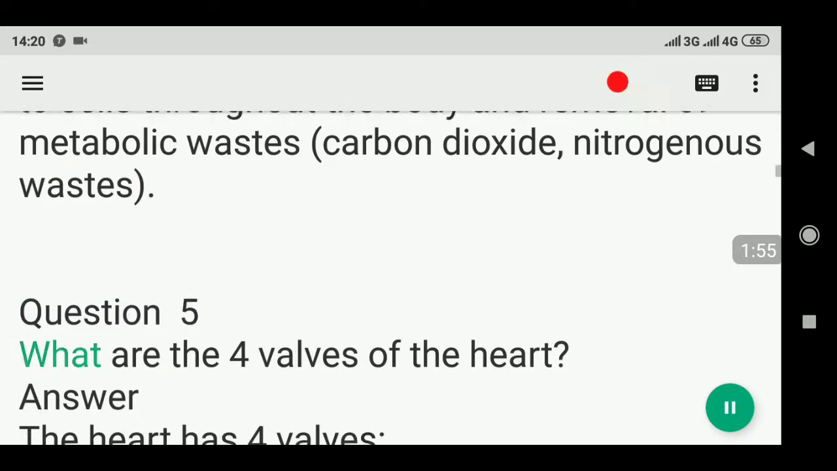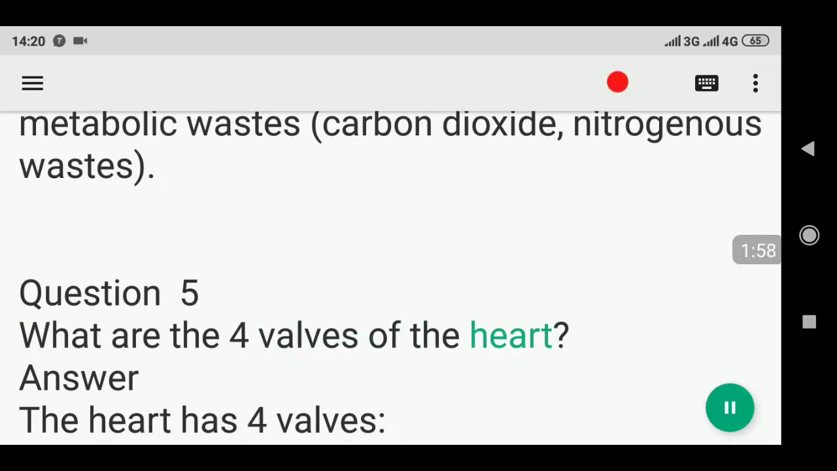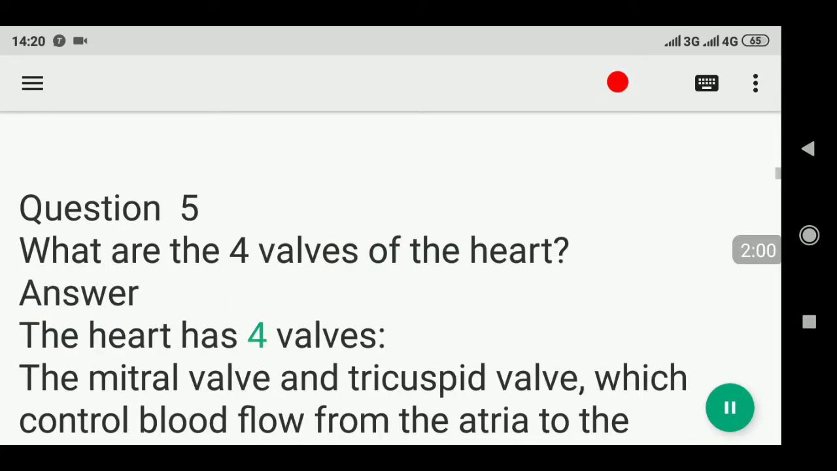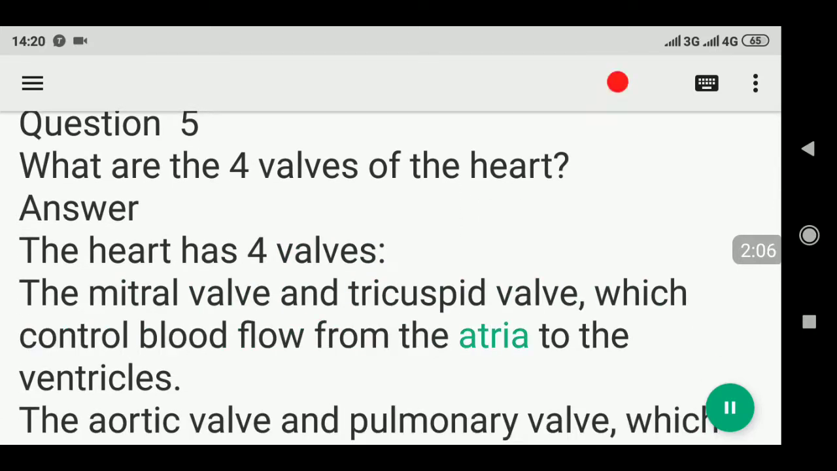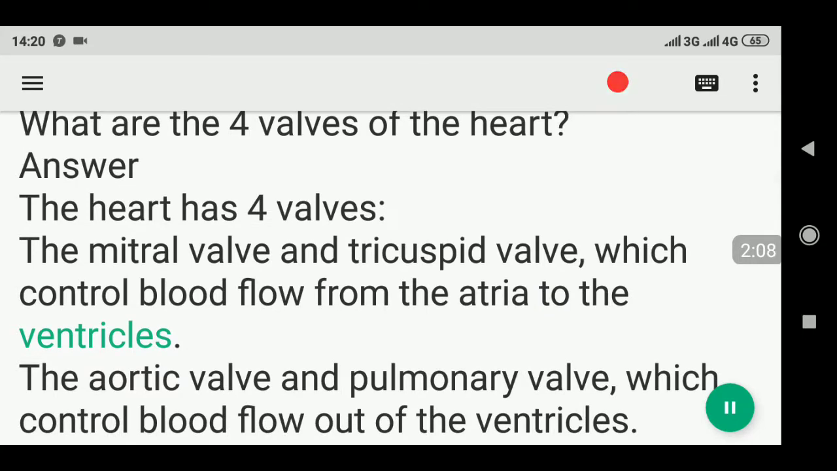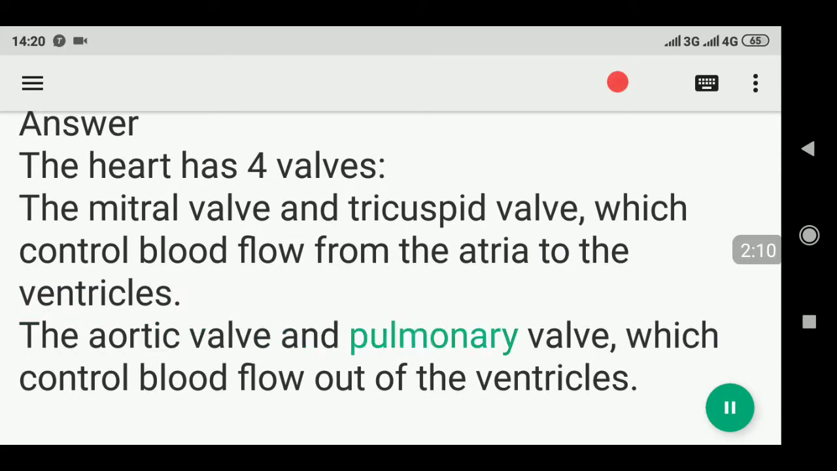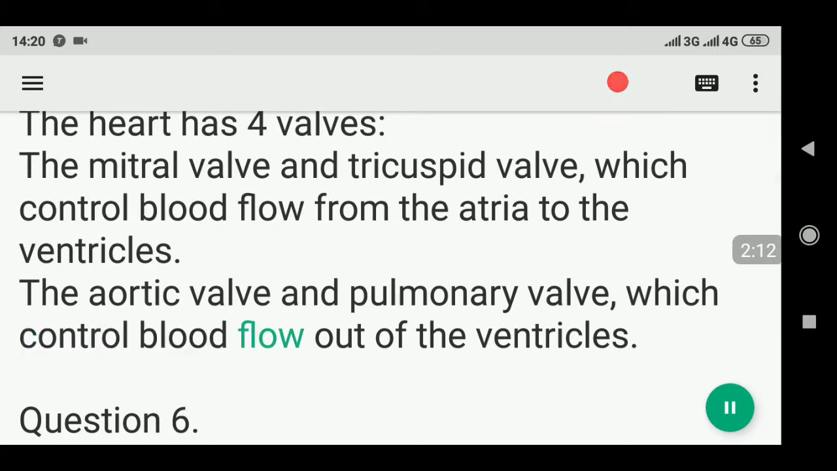Question 5. What are the 4 valves of the heart? Answer. The heart has 4 valves. The mitral valve and tricuspid valve, which control blood flow from the atria to the ventricles. The aortic valve and pulmonary valve, which control blood flow out of the ventricles.